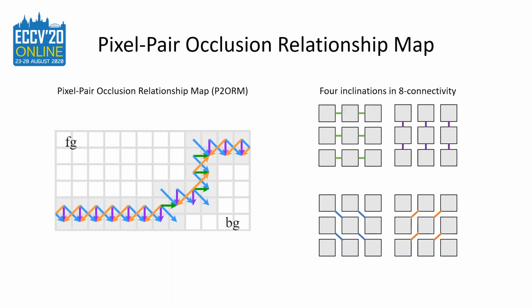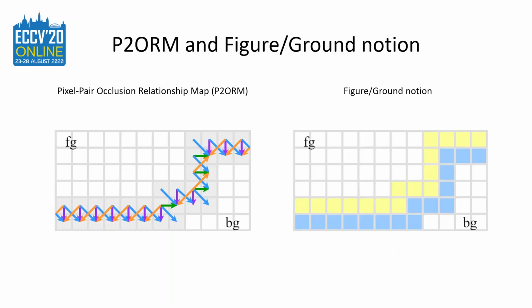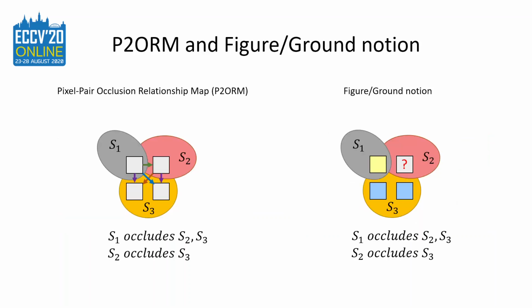Here we can see 4 colors as there exist 4 inclinations for pixel pairs in a connectivity 8 neighborhood. Pioneering work proposes the figure-ground notion to represent occlusion boundary ownership, where boundary pixels are labeled as either foreground pixels or background pixels. Compared to this representation, a pixel in a pixel pair occlusion relationship can be simultaneously a foreground pixel and a background pixel, with reference to different neighbor pixels. Our formulation can therefore offer richer occlusion information.